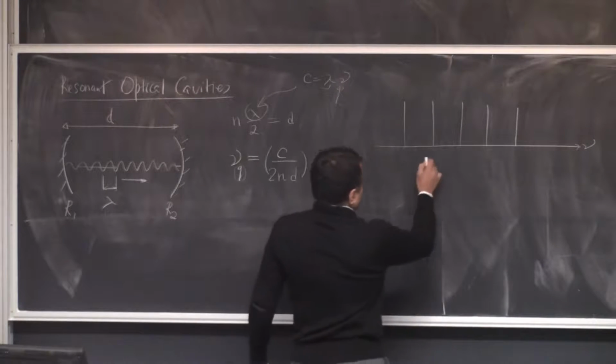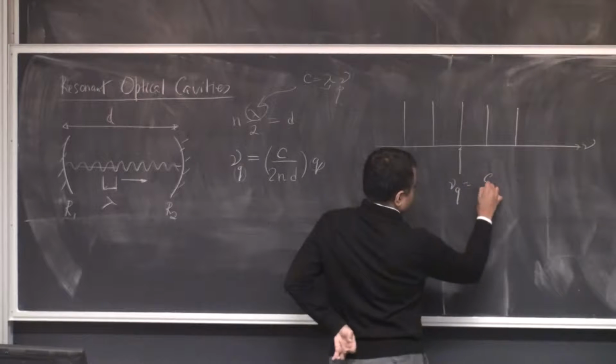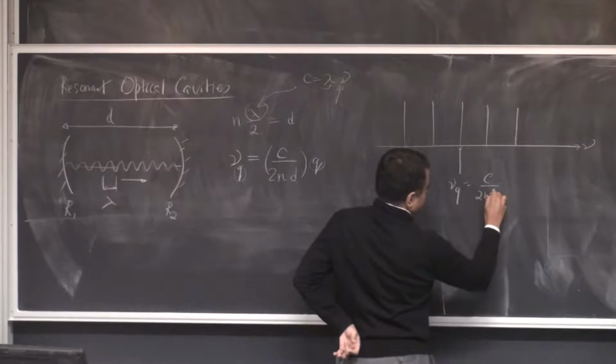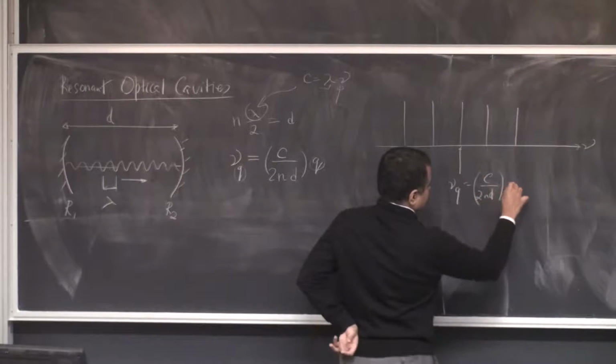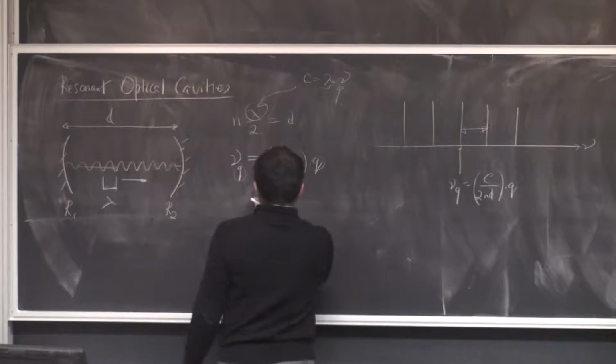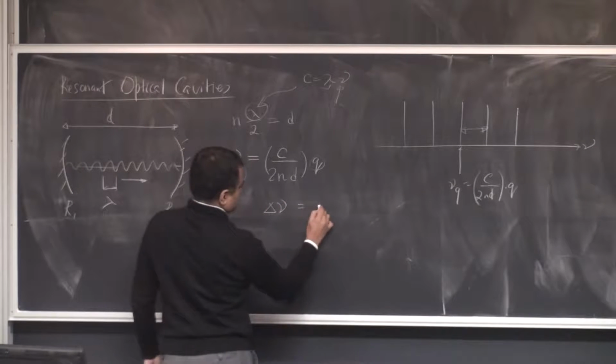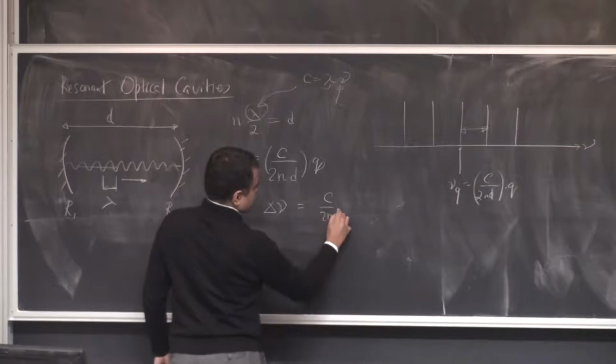Okay? And so what we are saying here is this frequency is c over 2nd times this integer q, and clearly the separation is q plus 1 minus q. The separation therefore is just c over 2nd, because these are integers, right?